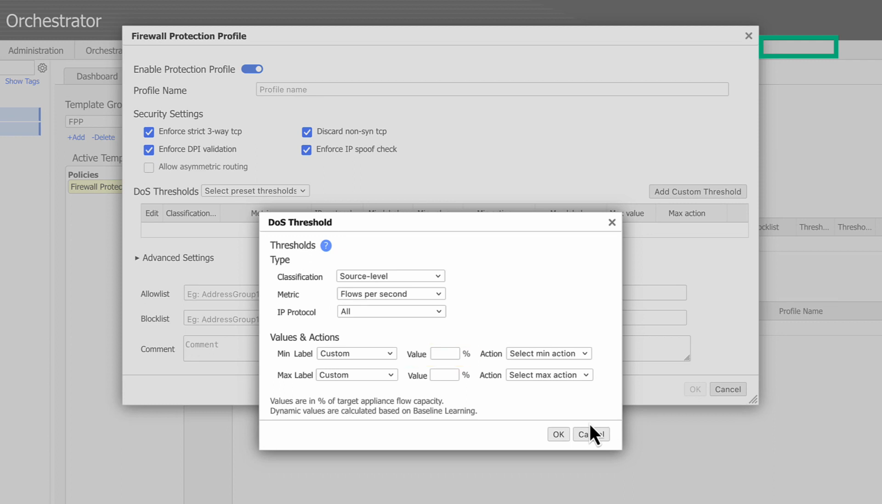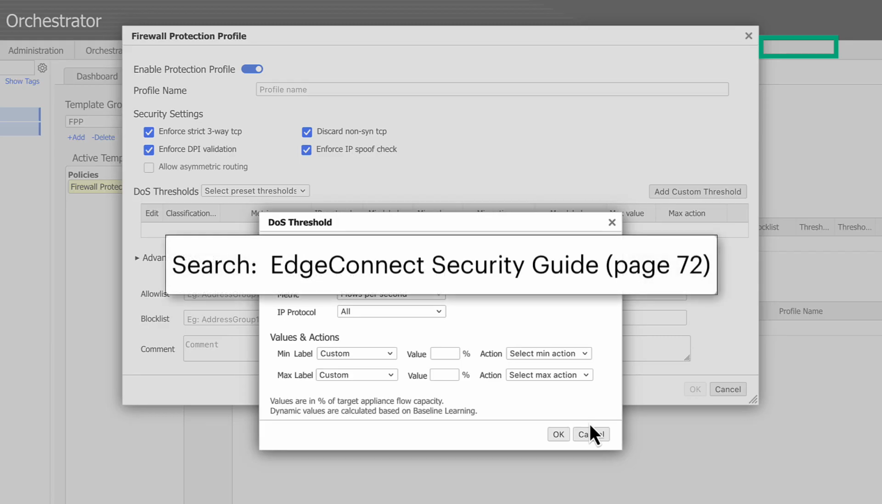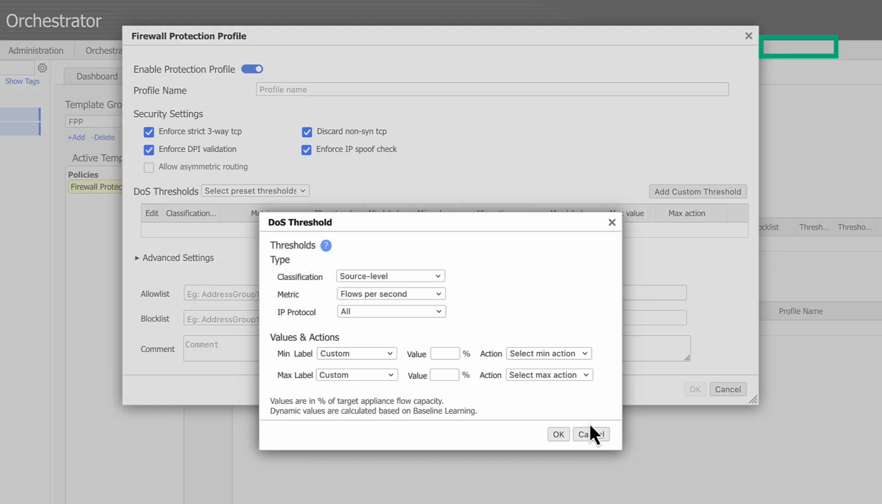You can find more information about baseline learning in our security guide. Search EdgeConnect Security Guide and look from page 72. The max value is the point at which the conditions are no longer acceptable and more extreme measures are required.